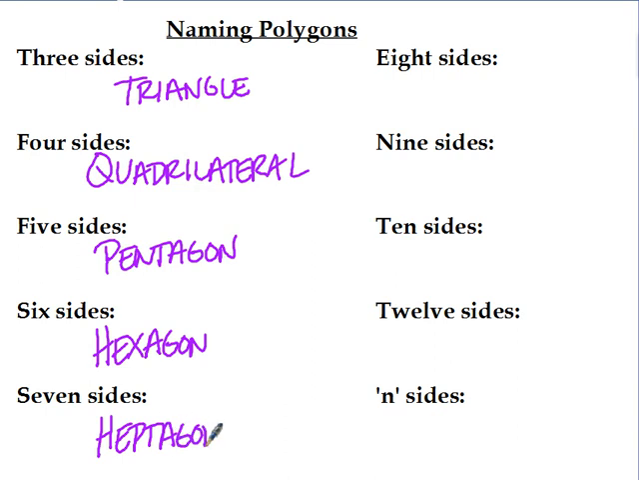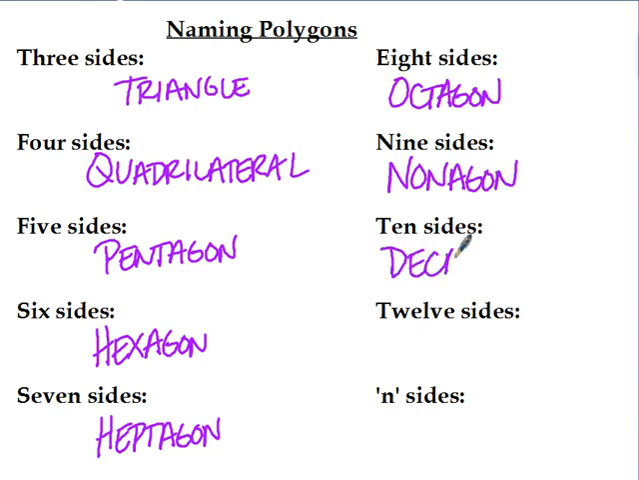8 sides is an octagon. 9 sides is a nonagon. 10 sides is a decagon. For some reason, we don't deal with 11 sides. I'm not sure why it goes right from 10 to 12. But 12 sides is a dodecagon.